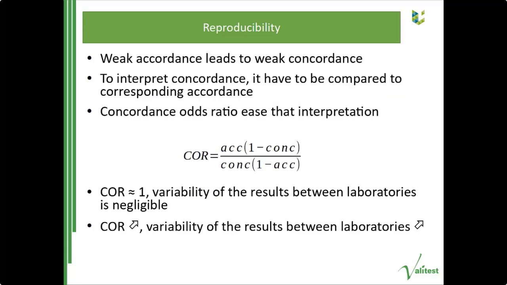A method with unstable results will lead to weak accordance and weak concordance. So, to interpret concordance, we have to compare it with accordance. This comparison is eased by the calculation of what we call the concordance odds ratio. The concordance odds ratio is equal to accordance multiplied by (1 minus concordance), divided by concordance multiplied by (1 minus accordance). If the concordance odds ratio is about equal to 1, the variability of the results between laboratories is negligible. If the concordance odds ratio increases, the variability of the results between laboratories also increases.